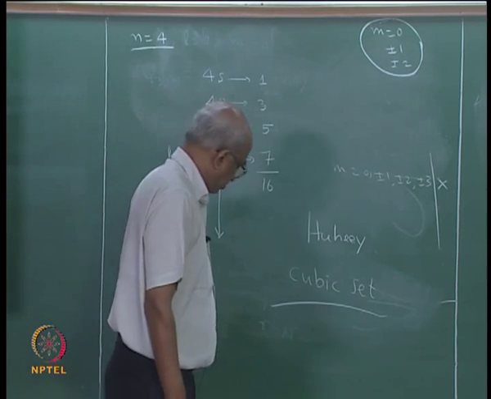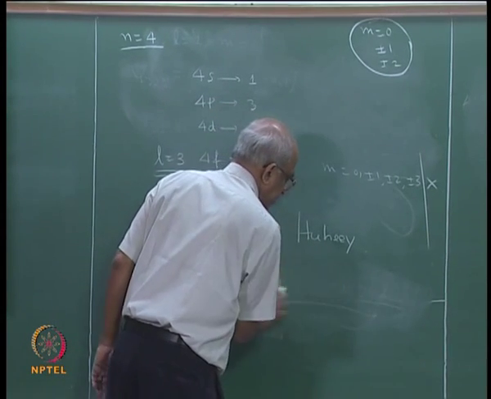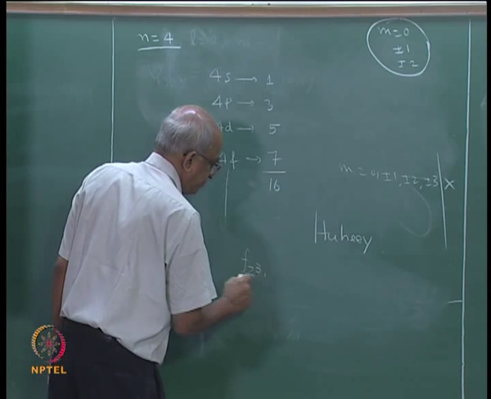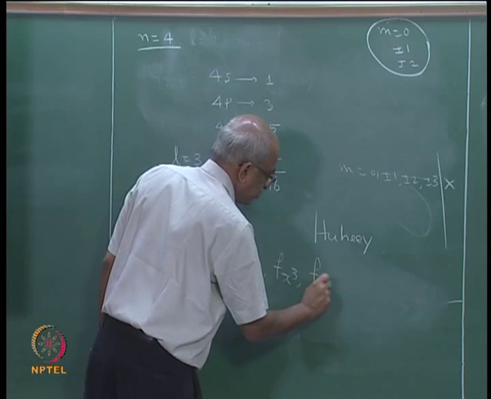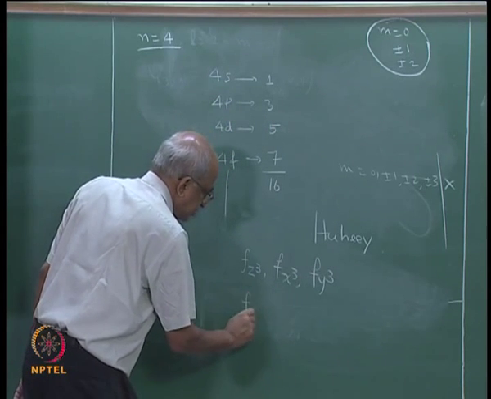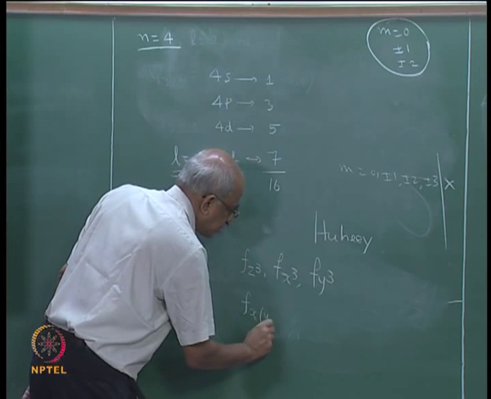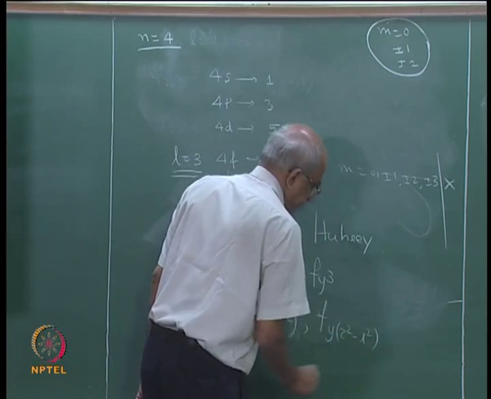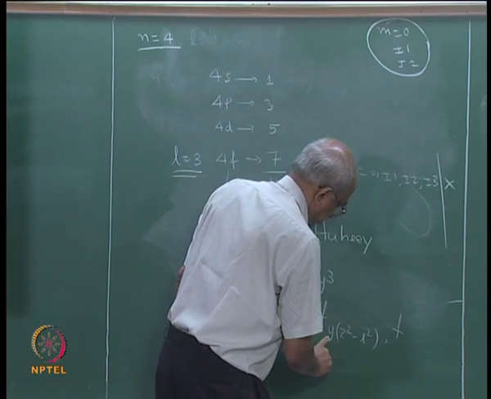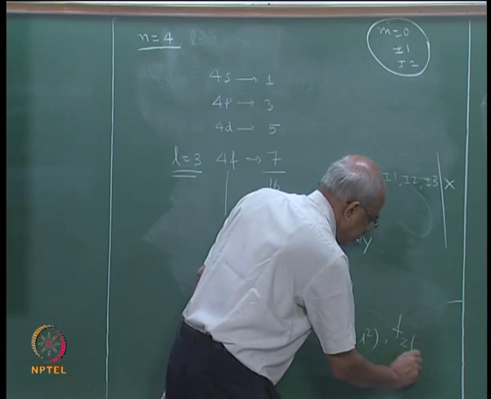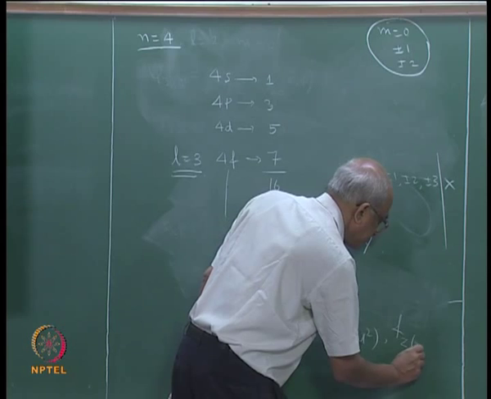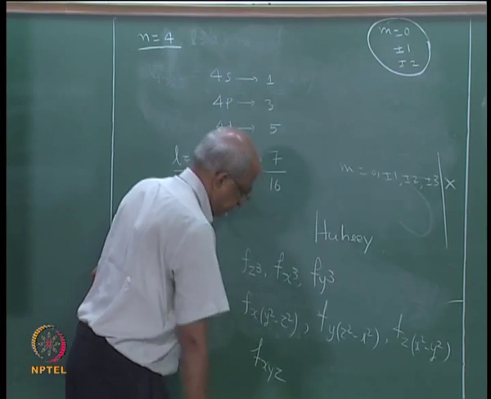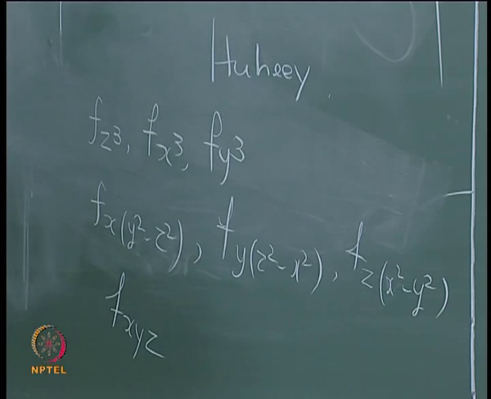The cubic set consists of these 7 orbitals, which I will list first and then show you how their shapes are. They are written as fz cube, fx cube, fy cube. Then the next orbitals are fx(y square minus z square), fy(z square minus x square), and fz(x square minus y square), 3 of them, and then finally fxyz. So, these are the 7 orbitals that I will show to you.